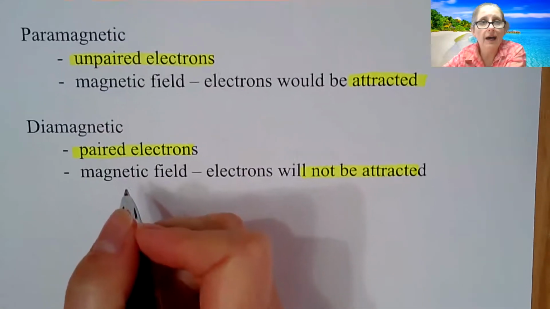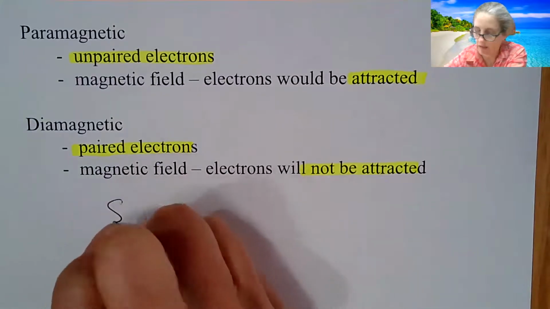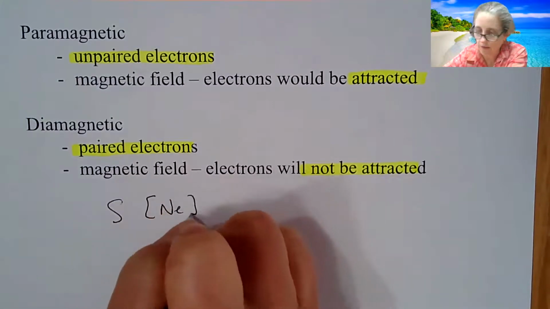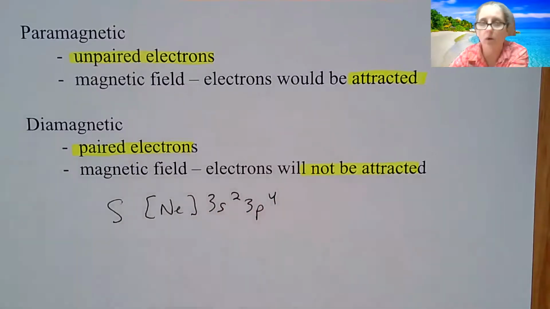So how we're going to use these 2 sets of definitions is something like this. So if I look at sulfur, it is neon 3s2 3p4, okay? And what I'm going to ask is, sulfur in the neutral state, okay, so this is not sulfur as an ion, this is just sulfur, not sulfide. Is this paramagnetic or is it diamagnetic?